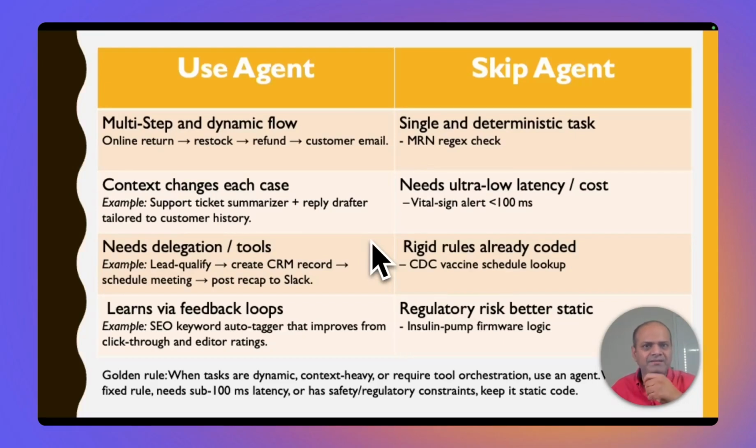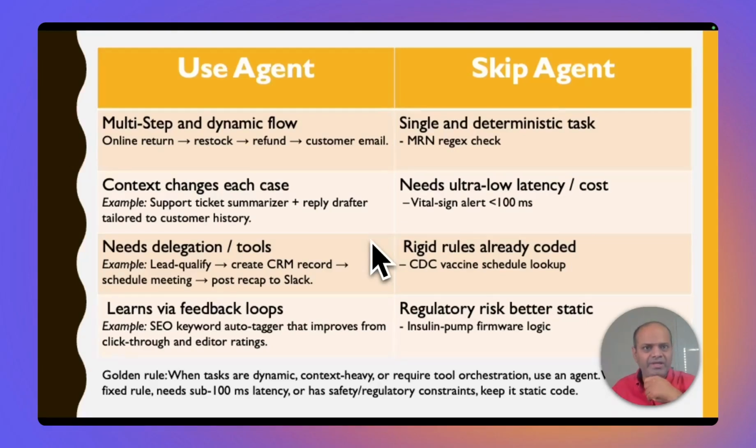Whereas if there is a single deterministic task, like an MRN lookup, which is a simple regex check, that's where you skip the agent. Context changes at each step. So if the context is changing as you take each step, then try to bring in agents.